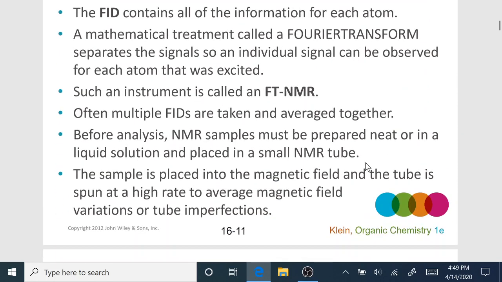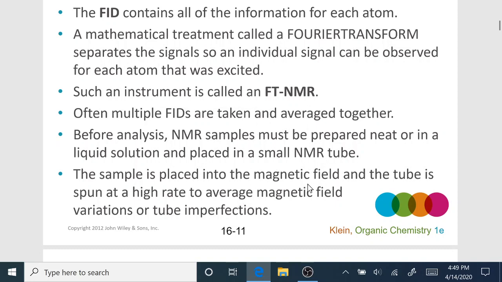All right, and so what we do is bombard. So inside the magnetic field, we bombard the sample with that radio frequency pulse, and then we get all of the information at the same time from the sample that is interpreted as a Fourier transform NMR. And so the computer interprets that signal for us and gives us the information for the sample.